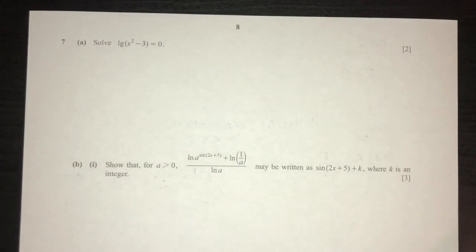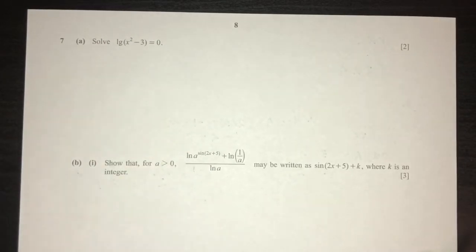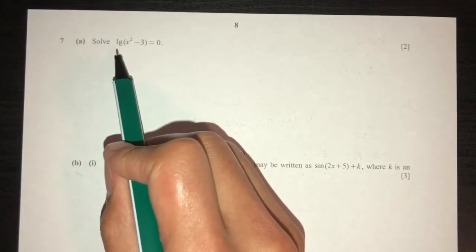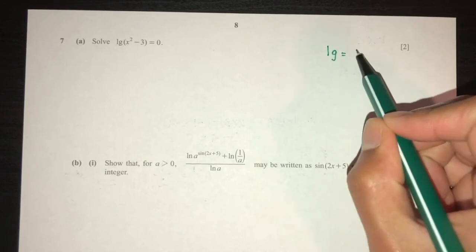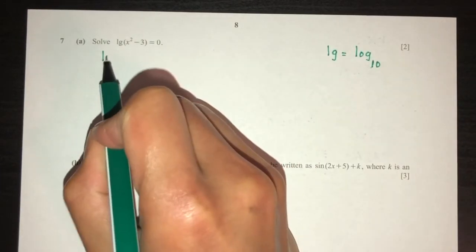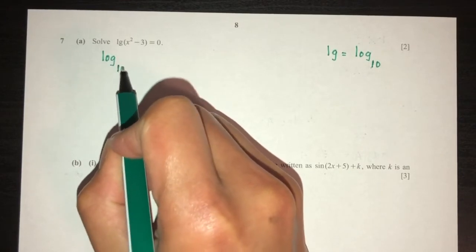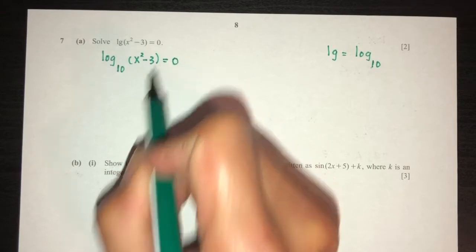Now question number 7, sorry. We have to solve this equation, so we have to find the value of x. What's the first thing we can do here? If you observe, what is log? Log is to the base of 10. So this is log base 10 of x squared minus 3 equal to 0.